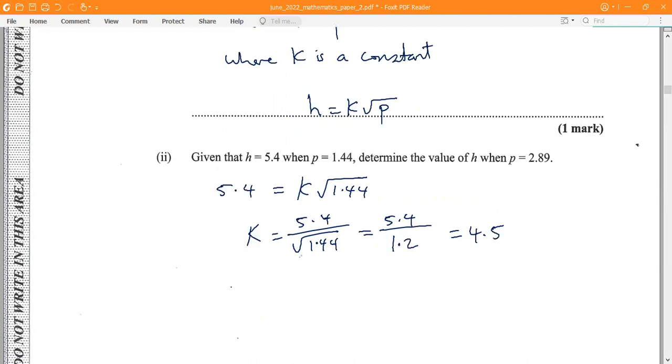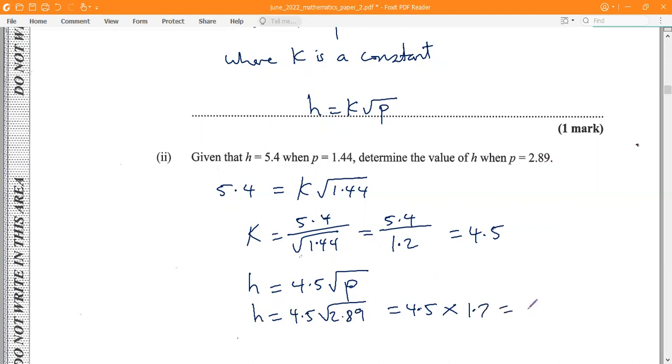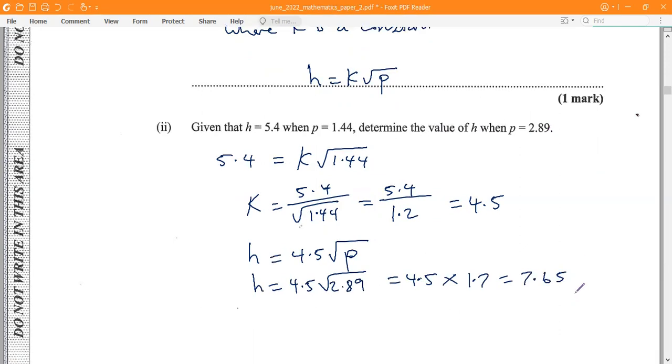We can now write this in our equation. So we have h is equal to 4.5 square root of p. We are now asked to determine the value of h when p is 2.89. So we are going to substitute this value of p, square root of 2.89. We're going to work this out. This is 4.5 multiplied by, and with our calculators, we find the square root of 2.89 is 1.7. So 4.5 multiplied by 1.7 is 7.65. 7.65 is our answer.